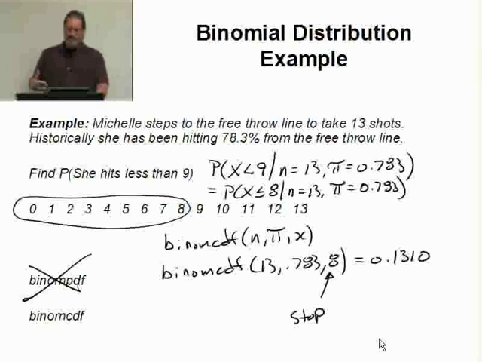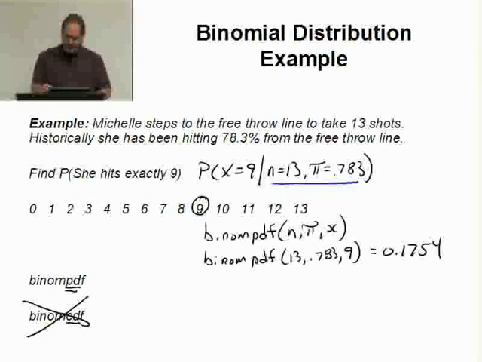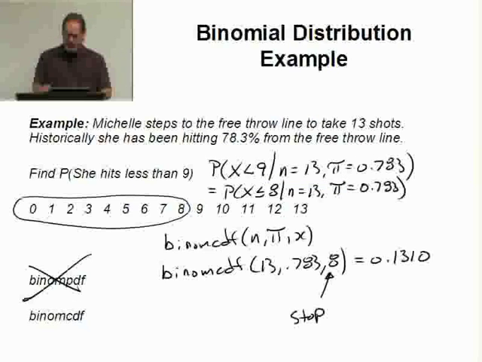Well, you're probably thinking, no, wait a minute, how can that be? Look at the previous one. It was 17% for exactly 9, just one thing, but only about 13% for 0 through 8. How can that possibly be? Well, we're not going to do it here, but it would be a good exercise for you to do. Do the PDF on every single one of these. Every single one.